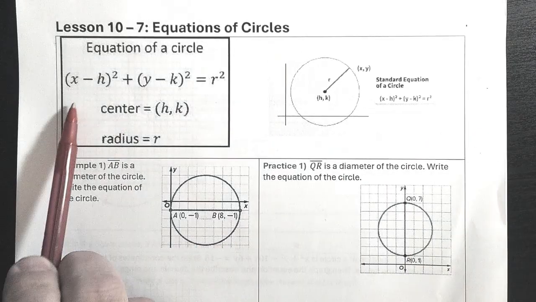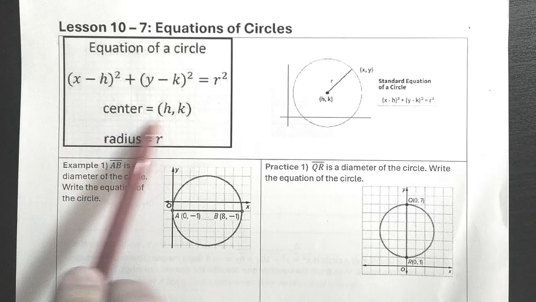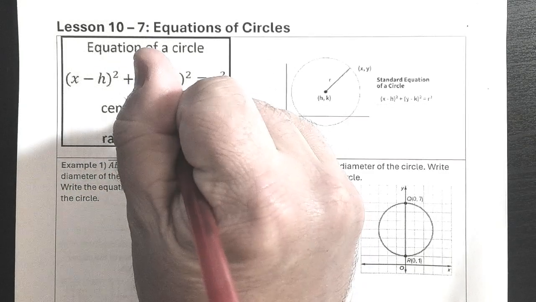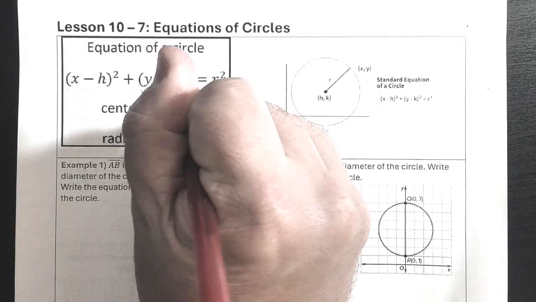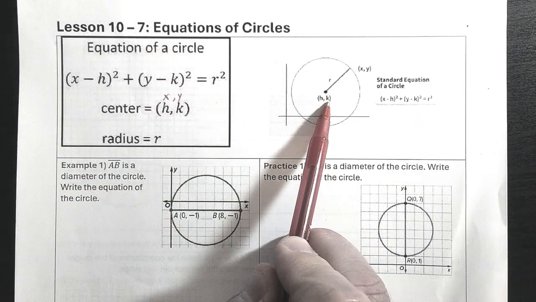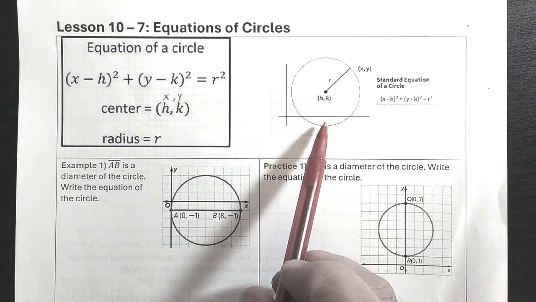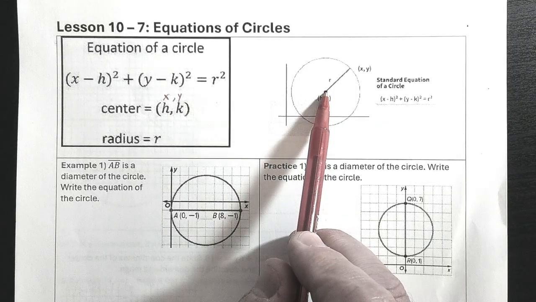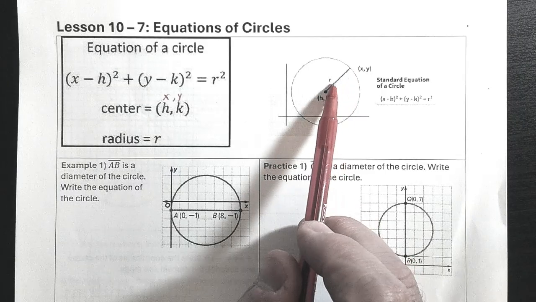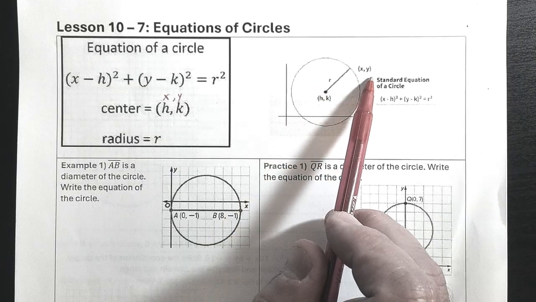So it's x minus h, and h and k, this is your center coordinates. H is just the x and k is the y. See, it's x comma y, but here it's h comma k. So your point from the center to the edge, as we already know, is the radius. That's the r.